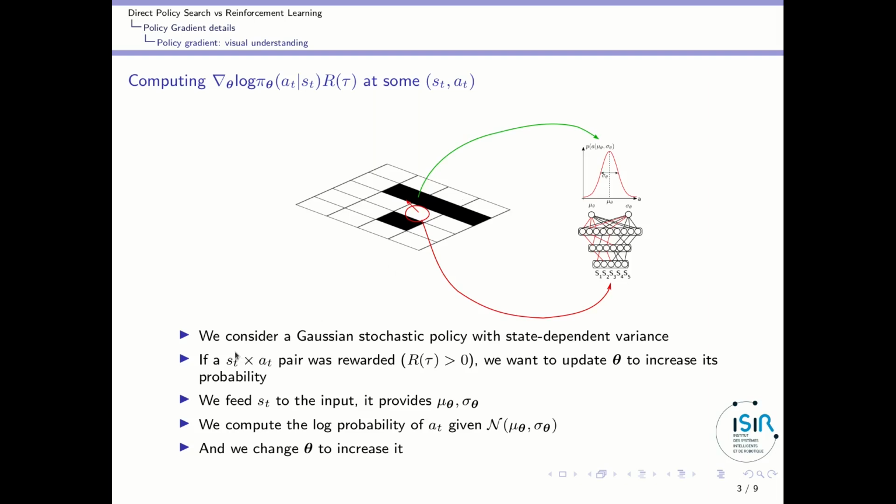Now, if a pair s_t, a_t was rewarded with a large positive reward, we want to update the parameters theta of our network to increase the probability of taking the same action in the same state again. So what we do is that we feed the state to the input. It provides some values for mu and sigma. We compute the log probability of the action given the Gaussian parameterized by mu and sigma, and we change theta to increase this. So let's now have a look in more detail at how to do this specific operation.